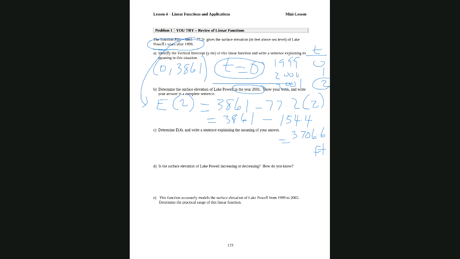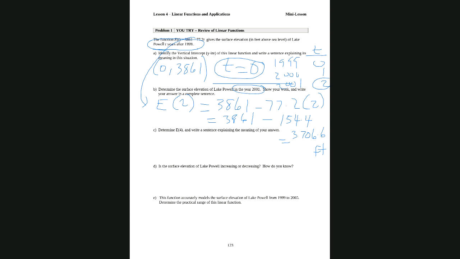So writing this out as a sentence: in 2001, the surface elevation of Lake Powell is 3,706.6 feet above sea level. So you write it out in your workbook. All right. Now, what about C?